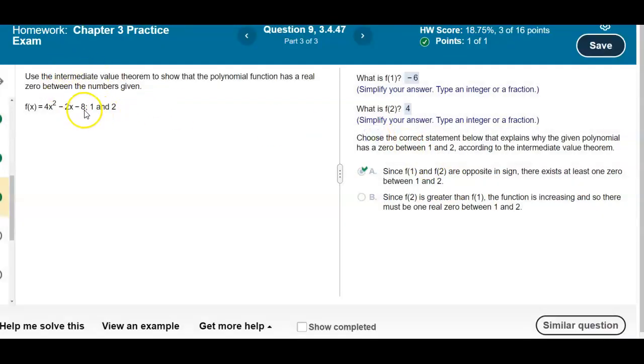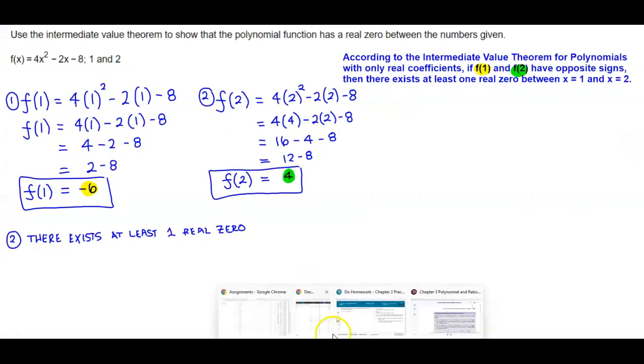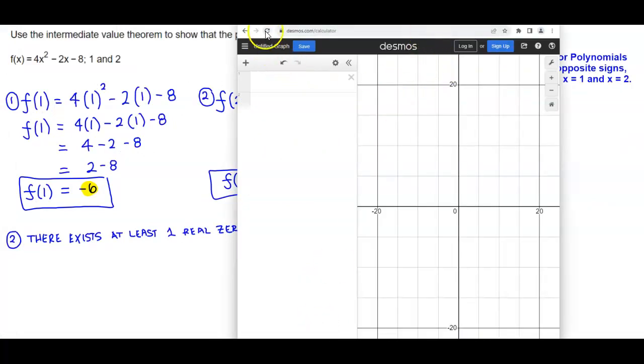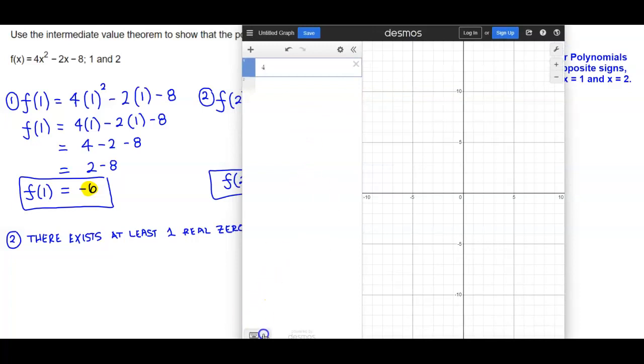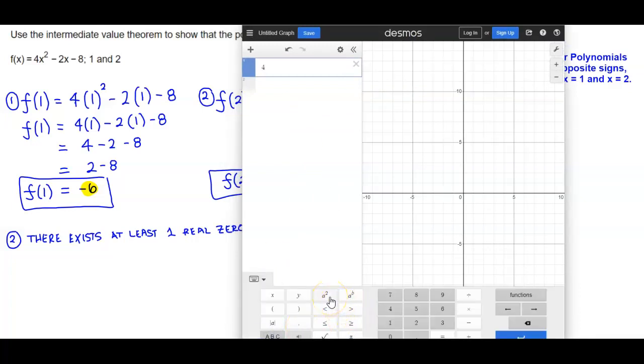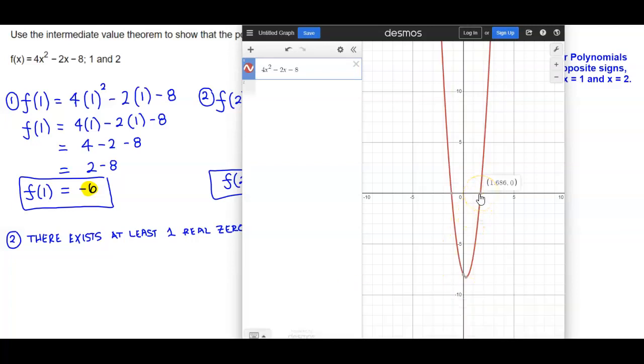Now let's just look at the graph and determine why it exists. On Desmos, we're going to go ahead and graph this function. So we have 4x squared, minus 2x minus 8. Let's take a look at this value here, and then you can see that there are points here. So I'm going to go ahead and copy this graph.